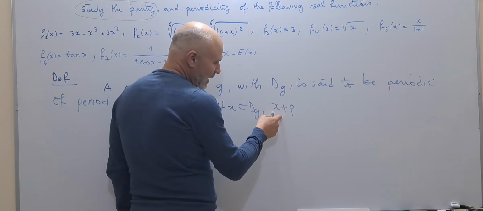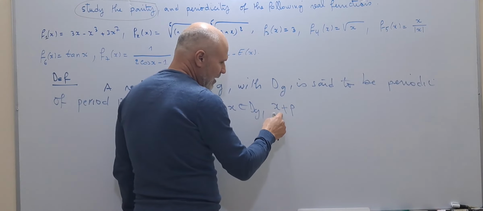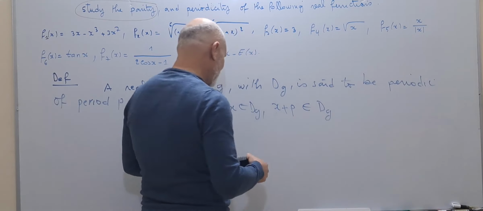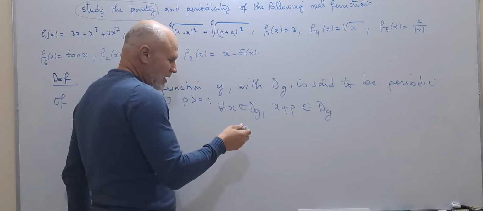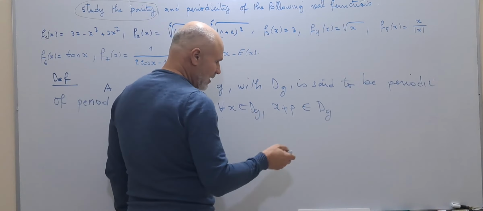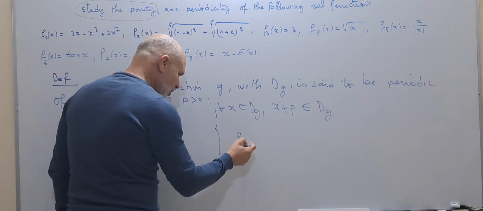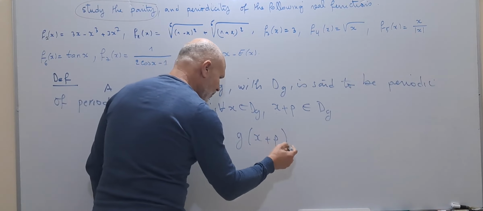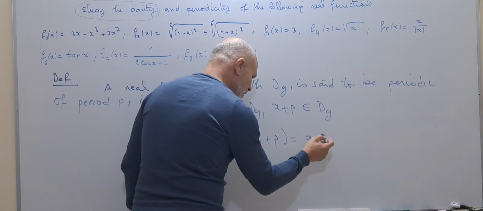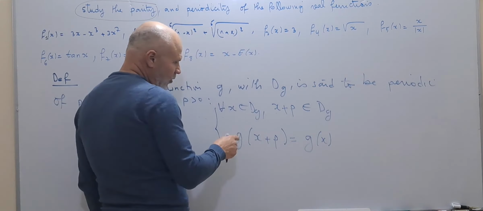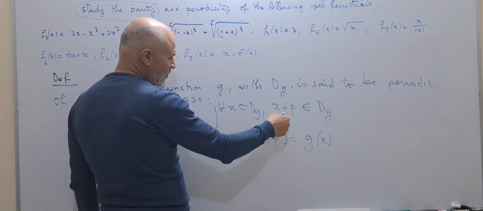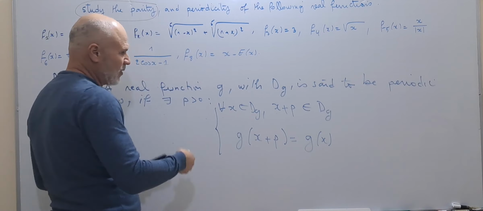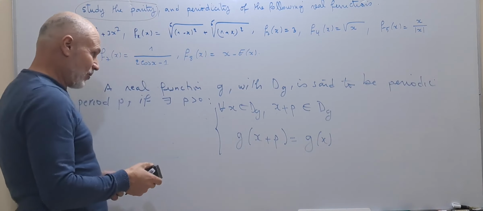Sometimes we write plus or minus P, and sometimes we write x plus kP, k in Z, must belong to Dg. So for all x in Dg, x plus P is in Dg, and g of x plus P is equal to g of x for all x in Dg. If these two conditions are verified, then we say that P is a period.